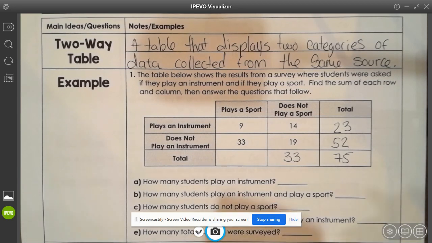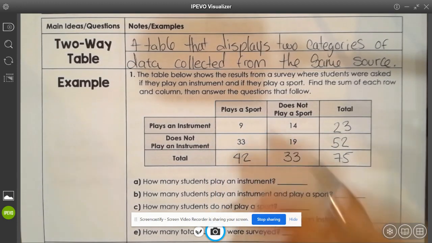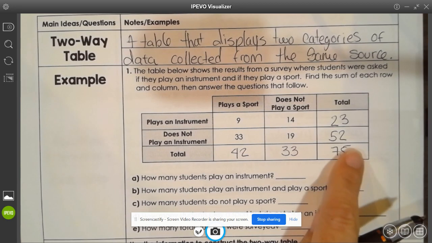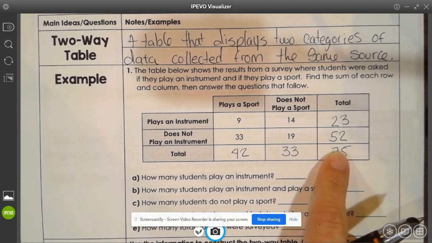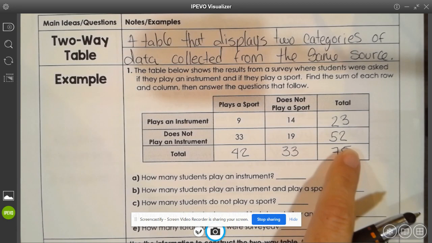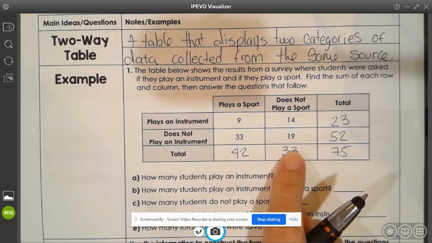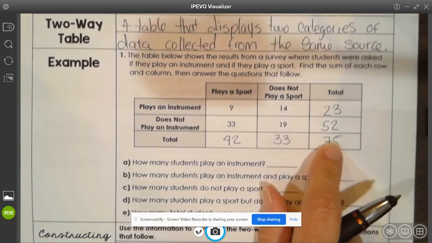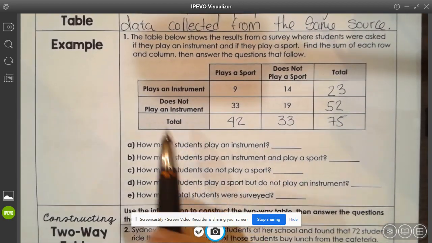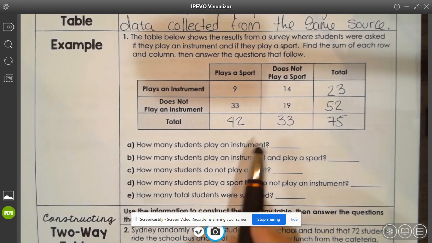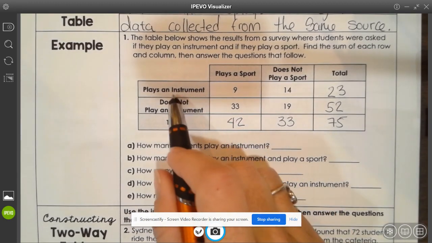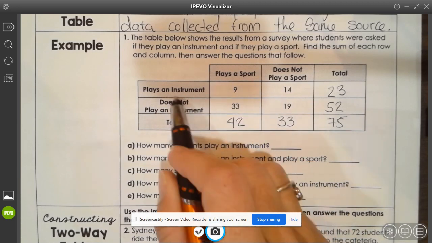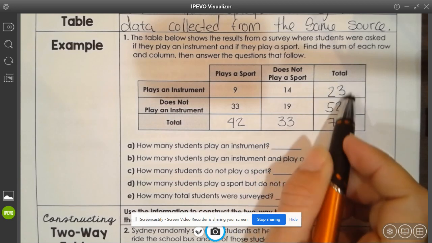That is 42. Okay. All right, so notice that these two add up to that. So this is like the total of everything here, right? So the total of all the students that play sports and do not play sports, the total number of students, everything. So let's analyze this table. It says how many students play an instrument. So how many students actually play an instrument? Well, this play an instrument, all the students play an instrument. The total is 23.